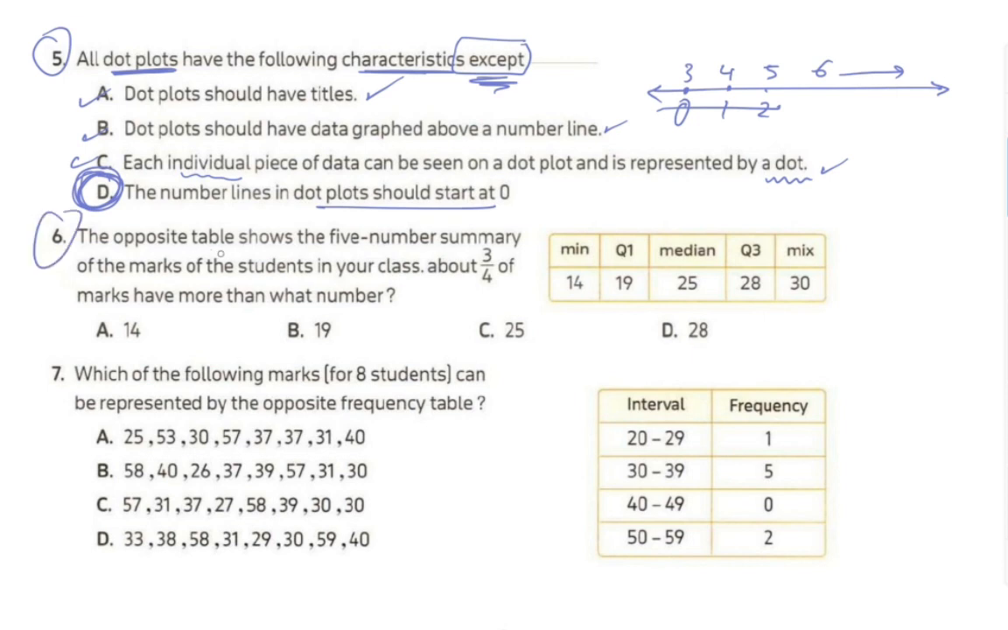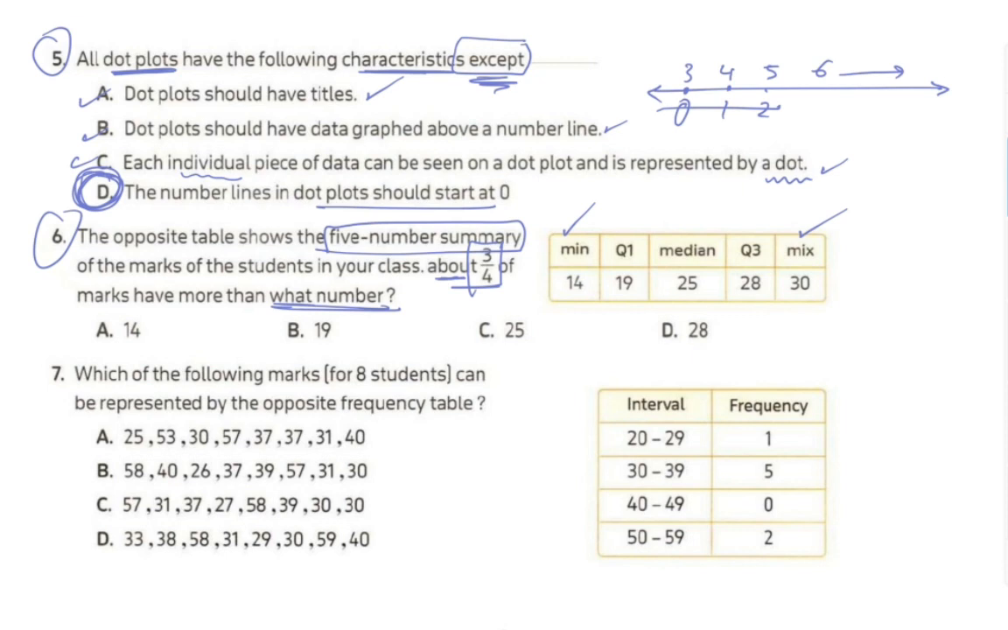Next, point 6. The opposite table shows a 5-number summary: minimum, maximum, median, upper and lower quartile, of marks of students in your class. About 3/4 of marks are more than what number? Note with me, this question asks us about the understanding of the 5-number summary. Of course we know minimum and maximum: minimum is the least one, maximum is the biggest or the greatest one.